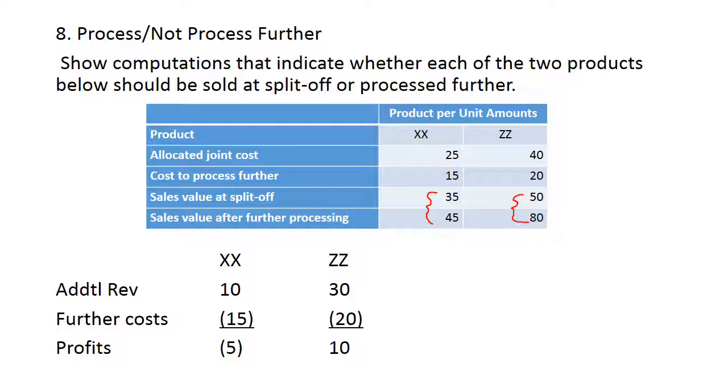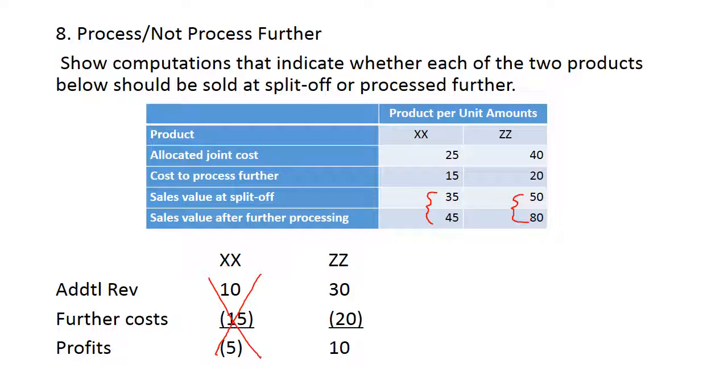So product X, we get $10 more revenue, but it costs us $15 of additional costs. So we wouldn't want to do this because it's putting more money in and we're getting less revenue for it. So there's no sense in continuing this processing. We might as well just sell it once it gets split off and not spend any more time on it.